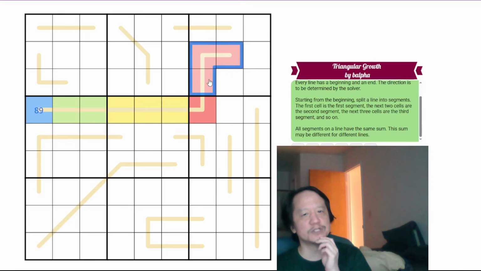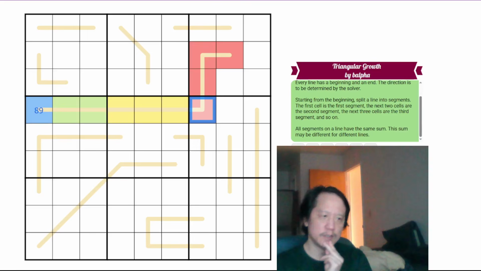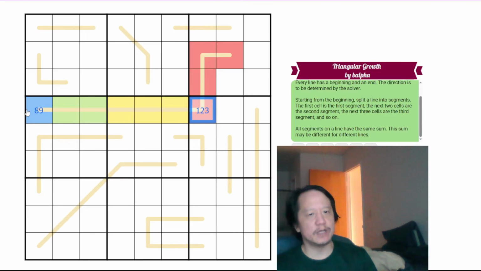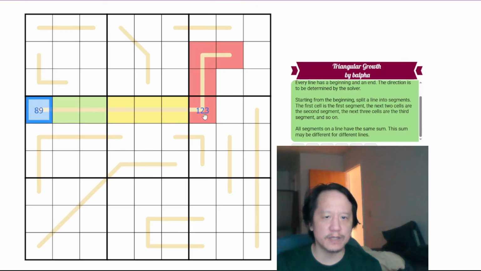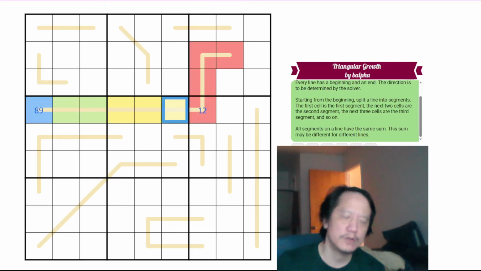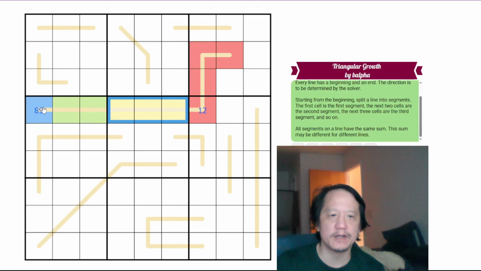Well, these digits add up to 1, 2, or 3 at minimum. So that means this adds up to 6 at least. 6 plus, you could have 2 or 3 here, or 1, to add up to 8 or 9. But if it's 8, then this would mean this is 1 or 2. These 3 digits would have to add up to 8.